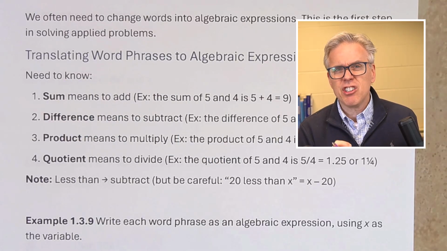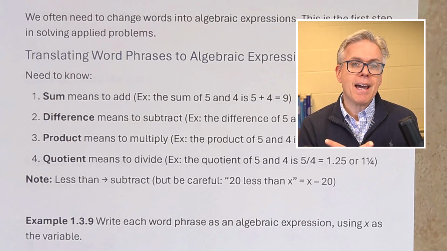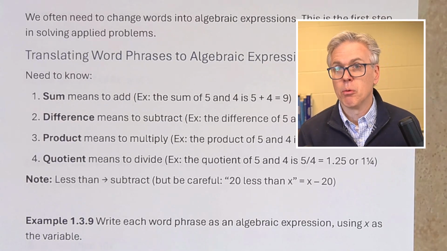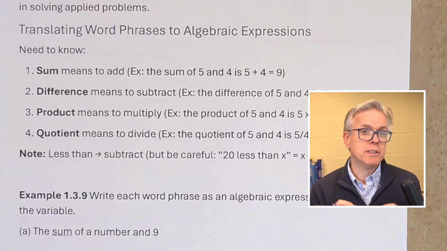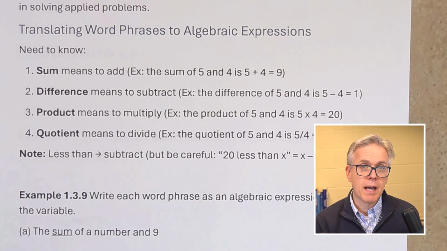Now with addition and multiplication, that's not that big a deal because those two properties are commutative. It doesn't matter what order we add or multiply in, we get the same answer. But not so with subtraction and even division. Let's work a few examples.